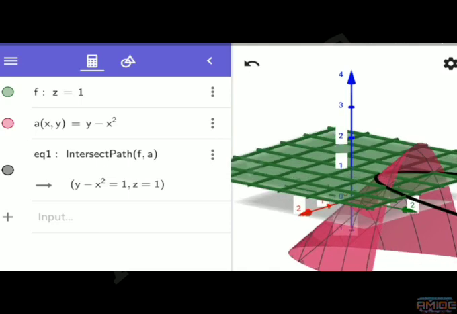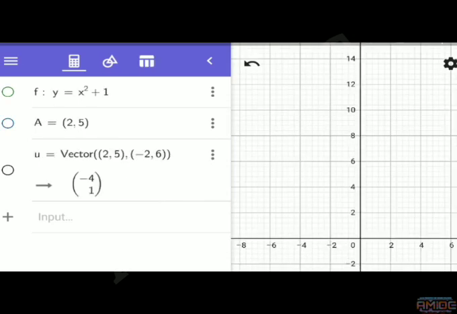Now we have to sketch the level curve in 2 dimensions. So we can plot the curve in 2-dimensional space. Let us see how it looks. First of all, we have to graph the function y is equal to x square plus 1. That is the required level curve.